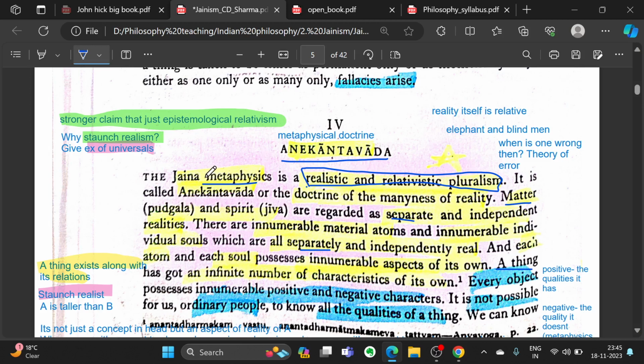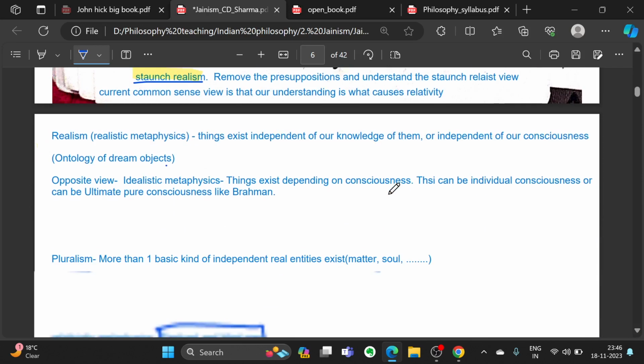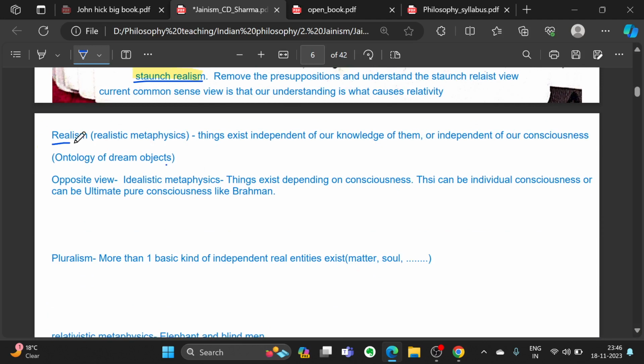You can see that they are talking about metaphysics and they say that the metaphysics is realistic and relativistic pluralism. So let's see what these terms realism, relativism, and pluralism mean. What is realism when seen in the context of metaphysics? Realism simply means that things exist independent of our knowledge of them or independent of our consciousness.